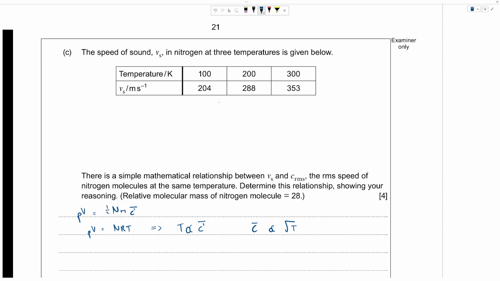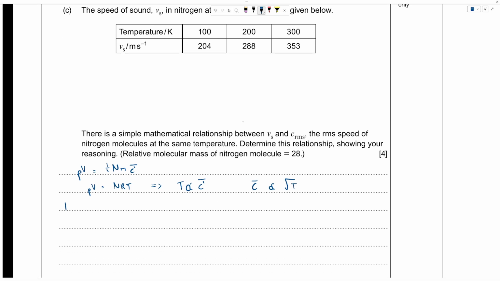Okay. So what I would suggest, just looking at these numbers here, when we've doubled the temperature, we clearly haven't doubled the RMS, but have we increased the RMS by root 2 is what I ask myself, and my suspicion is yes. Here we clearly haven't tripled Vs, but have we increased it by root 3? My suspicion is yes, we have. So we just want to test that, determine the relationship, showing your reasoning.